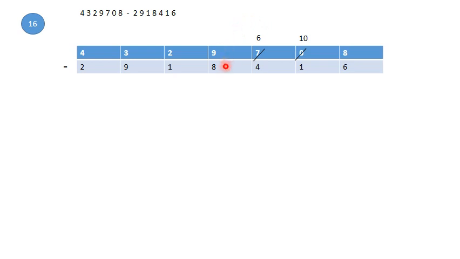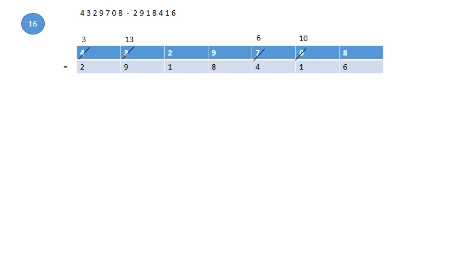9 minus 8, yes, 1. We can do it. Come to next. 2 minus 1, yes, answer is 1. Come to the next. 3 minus 9. Oh, 3 is a small number. We cannot subtract a big number from it. So we will borrow from here. 3 will become 30 and this 4 will become 1 less, which is 3. Now we will subtract one by one.